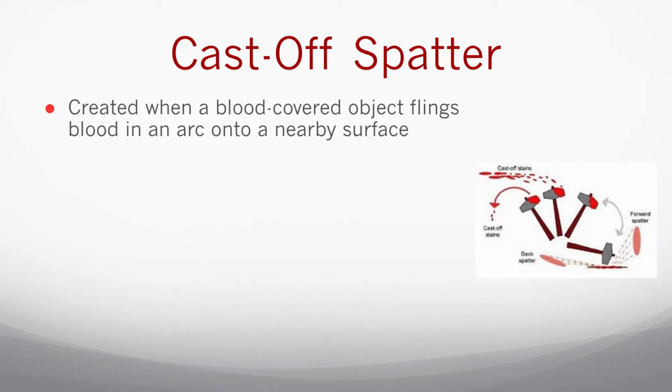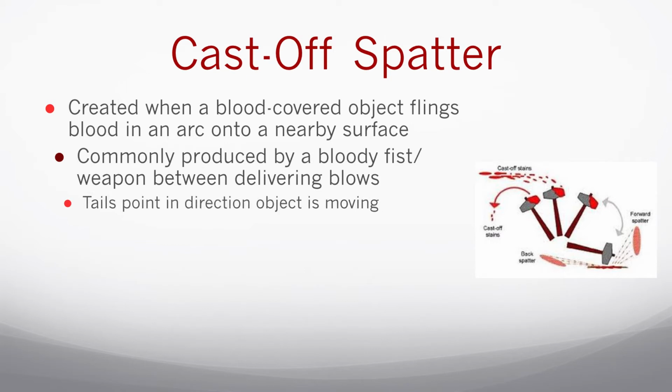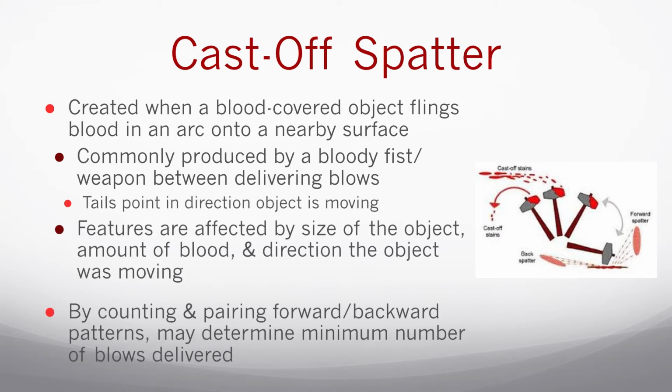Another type of spatter is cast-off spatter, and this is created when blood-covered objects fling blood in an arc onto a nearby surface. A lot of times it's the ceiling. It's commonly produced by a bloody fist or weapon between delivering blows, and the tails point in the direction the object is moving.